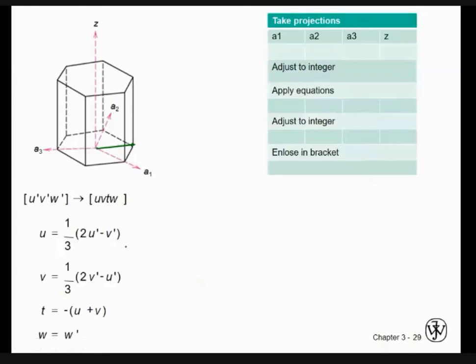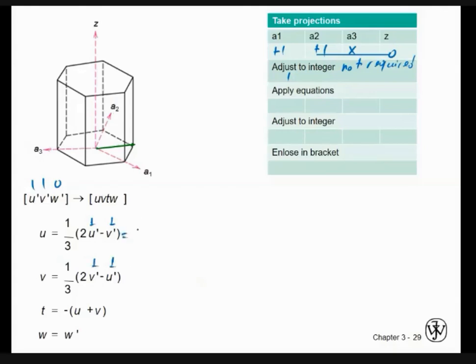Let's move on. So here I have the same vector over here. What were our projections? It was for A1, positive 1, positive 1. We didn't have A3 yet. And Z was 0. We don't need to adjust the integer values, not required for now. But don't forget to do the step. Now we will apply the equations. As you can see, this is U dash, V dash, W dash. For me it was 1, 1, 0. I will use this equation, so plug in 1 over here, 1, 1, 1 over here.